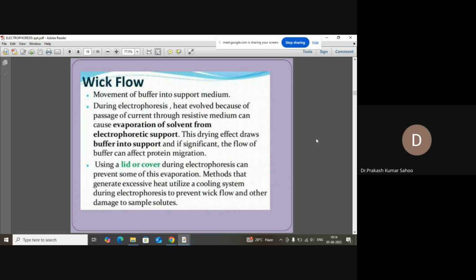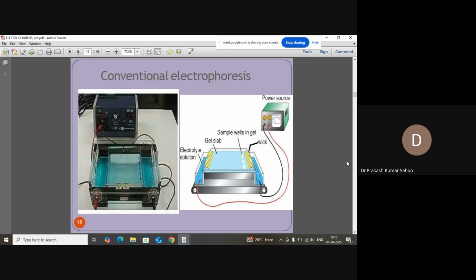So this drying effect draws buffer into the support, and if significant, the flow of buffer can affect protein migration. Using a lid or cover during electrophoresis can prevent some of this evaporation. Methods that generate excessive heat utilize a cooling system during electrophoresis.